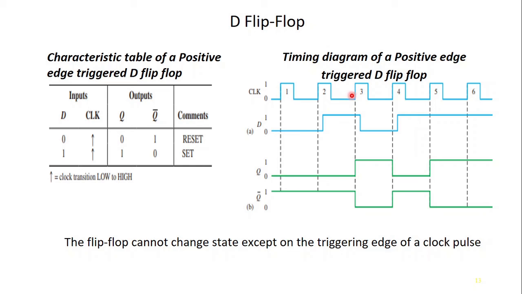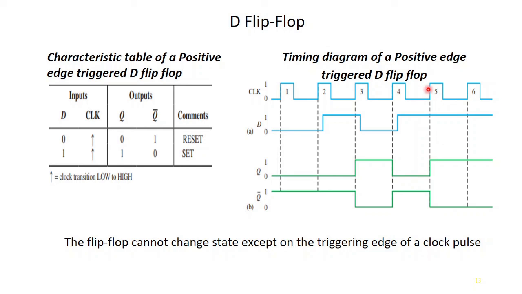Then come to the third clock cycle. Here the value of D is high. At that point you are going to set the flip-flop. See here it is setting on the positive edge and making this 1. And now at the next positive edge of the clock, what is the value of D? D is 0. So now the flip-flop is resetting.